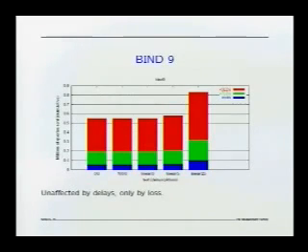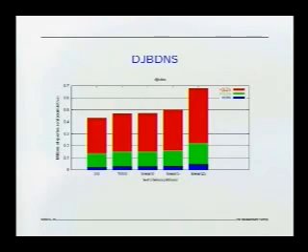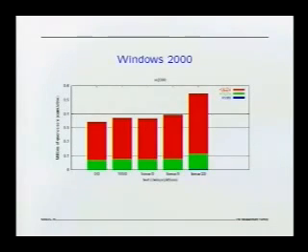Here's the same thing for BIND 9. And one of the things that's interesting to note here is that the number of queries is unaffected by network delays, but only by loss. So for the first 3 cases, the total number of queries is just about equal. The results for DJBDNS, nothing really obvious to comment on here. Here's Windows 2000 and Windows 2003.